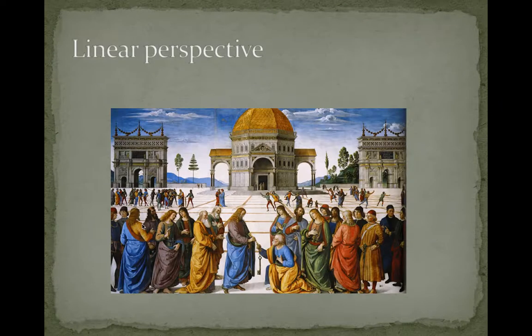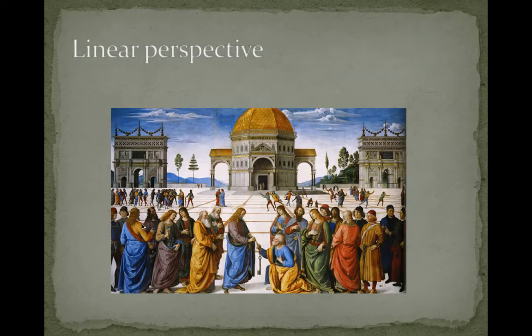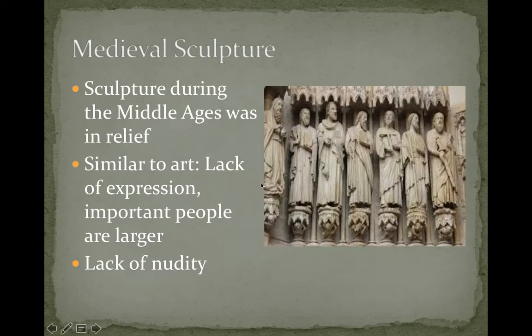This is linear perspective in its most important form. Linear perspective simply means having a background, having a sense of depth. Medieval period did not have that. Renaissance does. Here you can tell that these people are larger because they are closer to the viewer. These people are further back because they are further from the viewer.